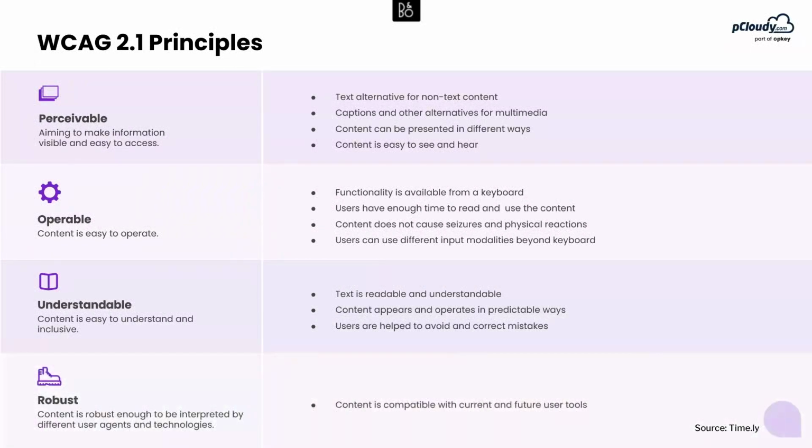And the last but not least is robust, which is very important again. So the content should be robust enough to be interpreted by different user agents, again with the different technologies. So we have to make sure that the application is compatible with the various different technologies, with current and also with future user tools. So these are some of the principles that are led by the WCAG principles. And very soon we will have 2.2. We have a draft version of it, but it's not yet released to the market. So these are various different sections.